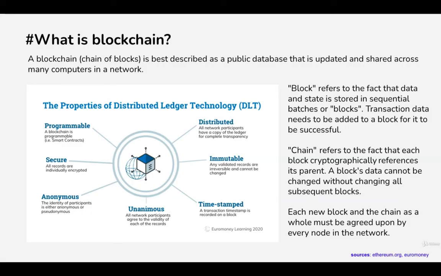Now, for sending value such as Ether or Bitcoin, it might look like it's bad. But then think, what if you are trying to store medical records data that should not be tampered with, right? Once you put it on the blockchain, it cannot be reversed. It is there forever.